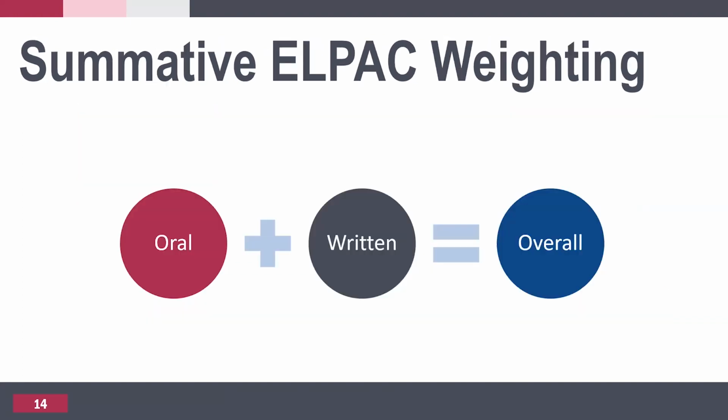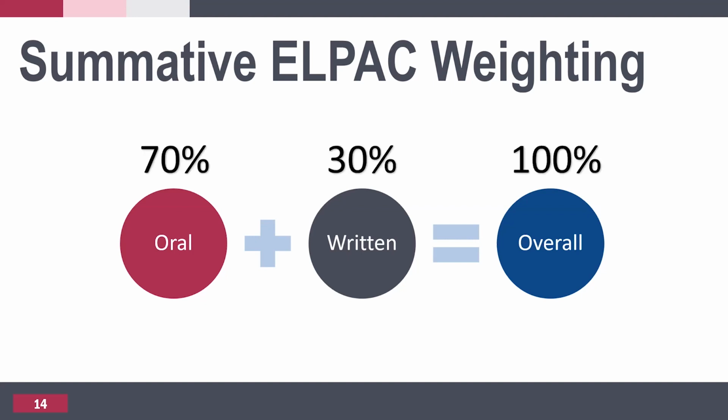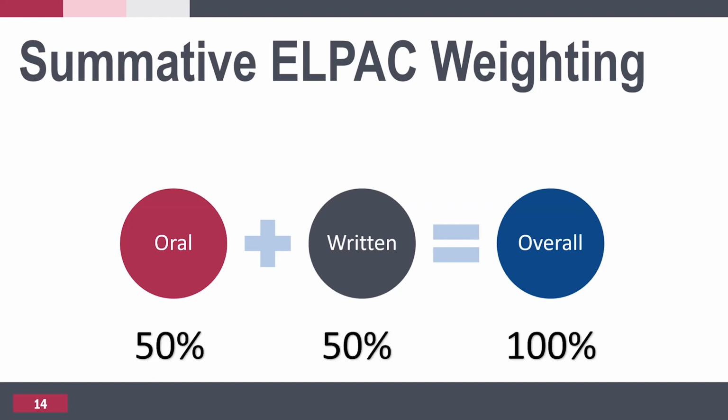Another question we get a lot is about the weighting of, or the values assigned to, the oral and written language portions of the test. In kindergarten, the weighting of the summative ELPAC overall score is 70% oral language and 30% written language. In grades 1 through 12, the weighting of the summative ELPAC overall score is 50% oral language and 50% written language.